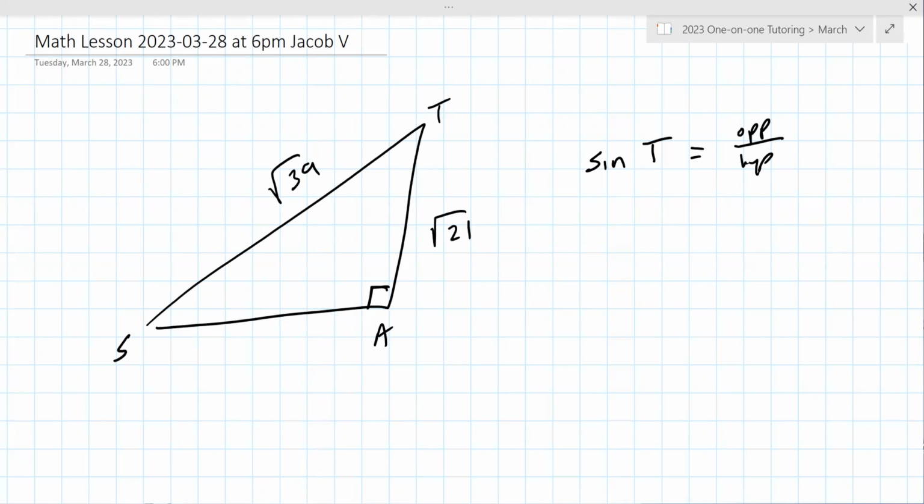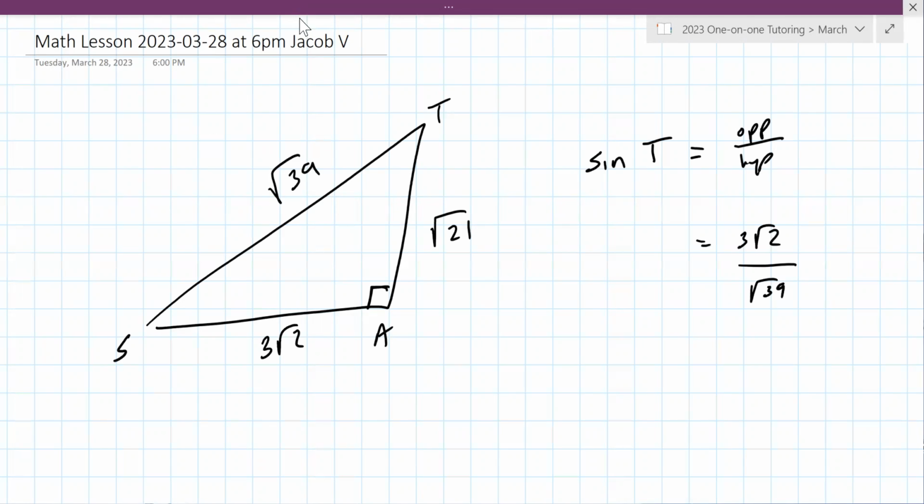Challenge you a little bit. So it would actually be 3 square root 2 over square root 39. Okay, now you cannot leave your answer like this. Do you remember what you have to do from here? Divide it. You have to rationalize.